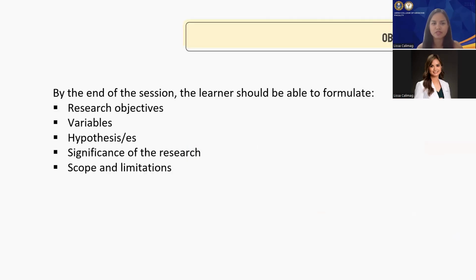These are the objectives of the session. By the end of the session, the learner should be able to formulate research objectives, variables, hypotheses, significance of the research, and scope and limitations.